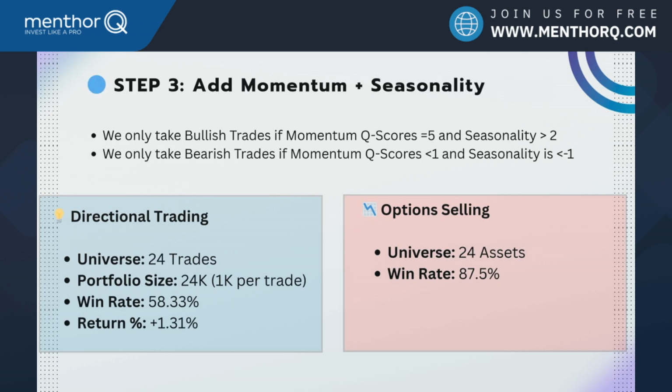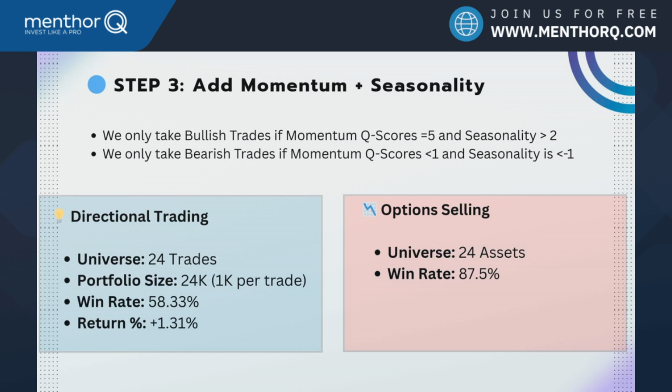Then we add another tilt to the strategy. In this case, we want to test how the momentum Q-Score and the seasonality Q-Score would perform together. We only take bullish trades if the momentum Q-Score is 5, which is really bullish, and our seasonality score is greater than 2. And we only take bearish trades if our momentum score is lower than 1, so very bearish, and our seasonality score is lower than minus 1. Just remember, the seasonality score goes from minus 5 to plus 5, okay?